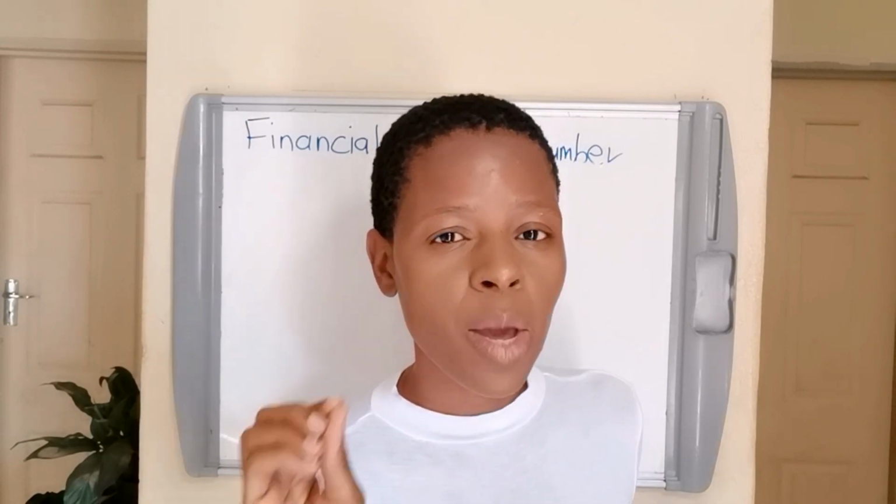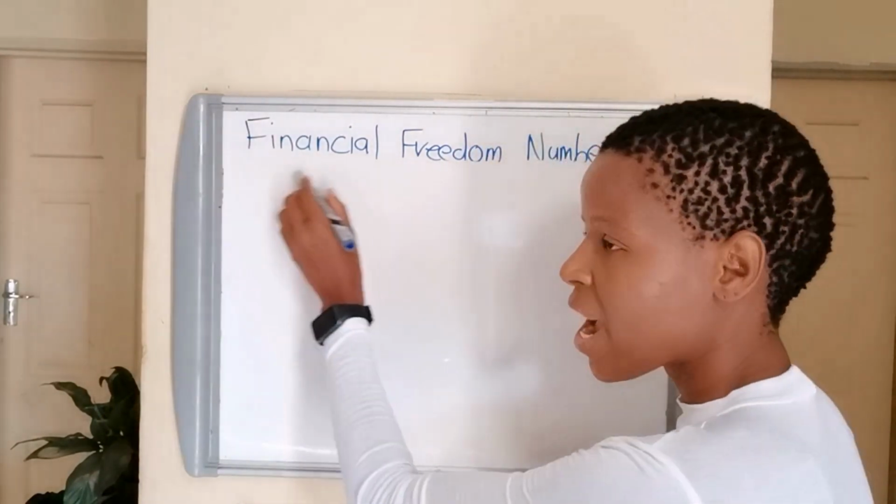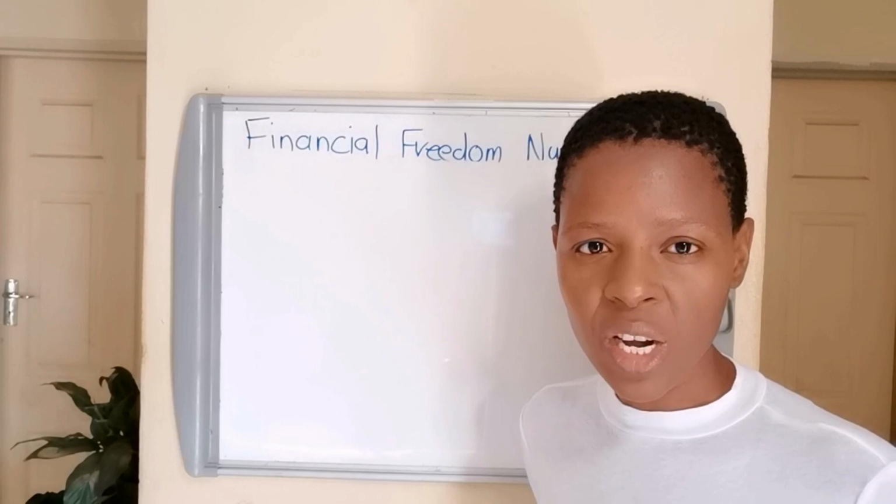But what exactly is financial freedom? Financial freedom is if you can create assets in such a way that the income produced by those assets is adequate to cover your current lifestyle expenses, then we say you have achieved financial freedom. Therefore, there has to be a figure that you are relentlessly pursuing to get to your financial freedom. I'm going to show you today how to calculate that figure. We call it your financial freedom number.